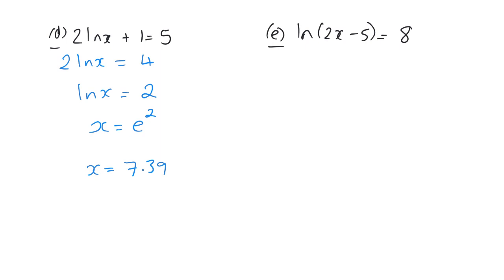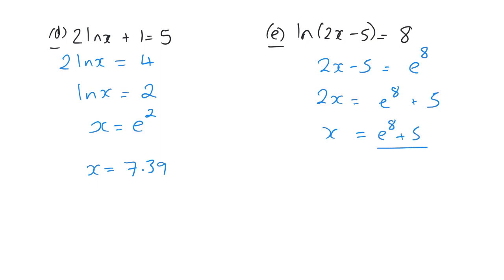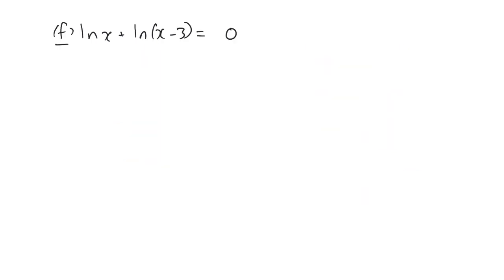Part E, ln of 2x minus 5 equals 8. So we can write 2x minus 5 equals e to the power of 8. So 2x equals e to the power of 8 plus 5. So x would be e to the power of 8 plus 5 all over 2. And again, that's your exact value. Or 1490 to 3 significant figures.